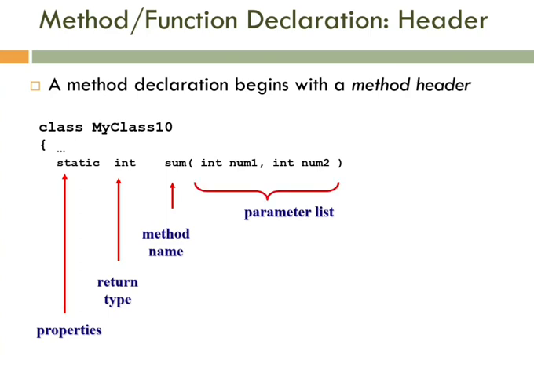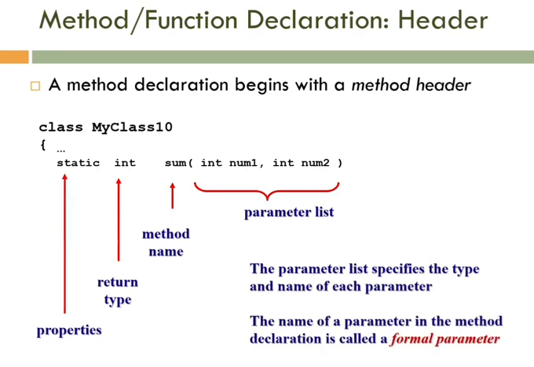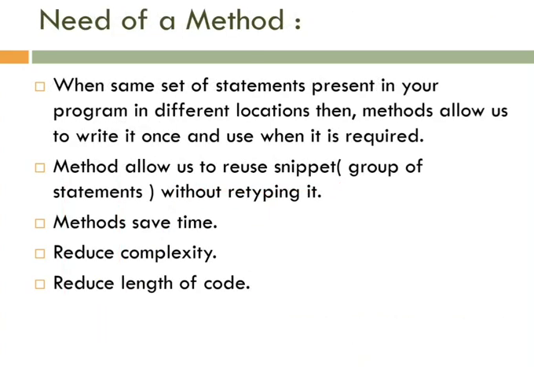Then we have the parameter list, meaning int num1 and num2 are both the parameter list. And what you have to remember is that these parameters can receive any value at a time. Values are not specific, that's why it is known as a formal parameter, because it can receive any value at a time. Values are not fixed, that's why it is formal. The parameter list specifies the type and name of each parameter, and these are formal parameters.